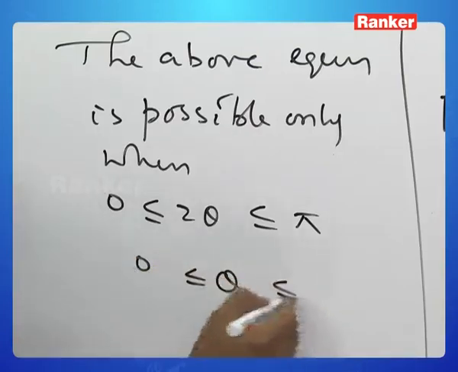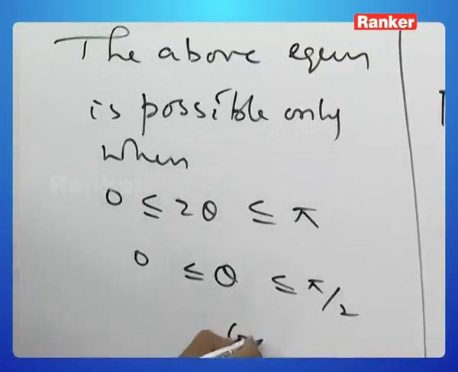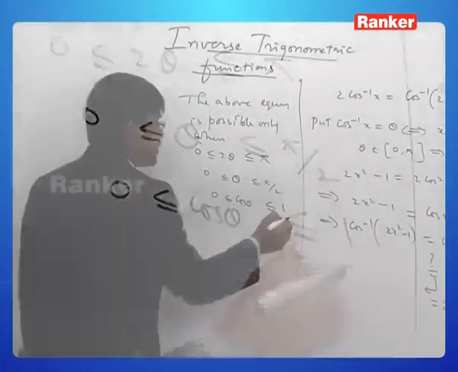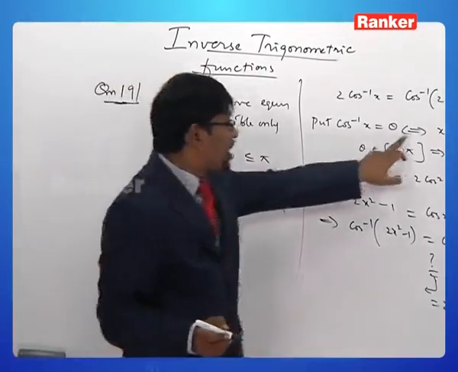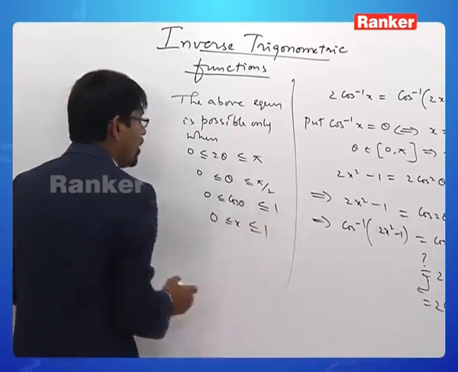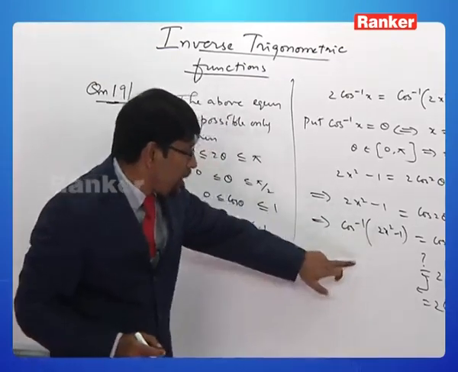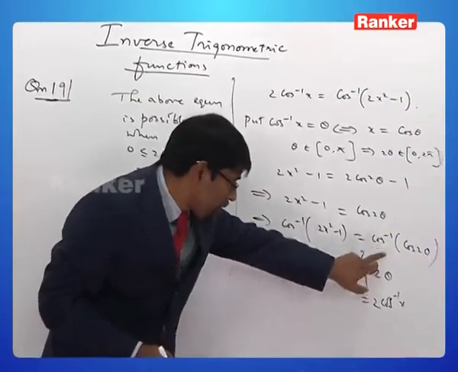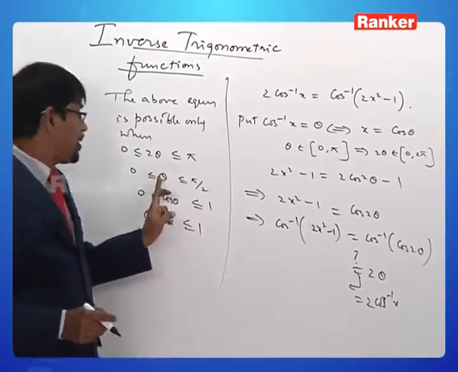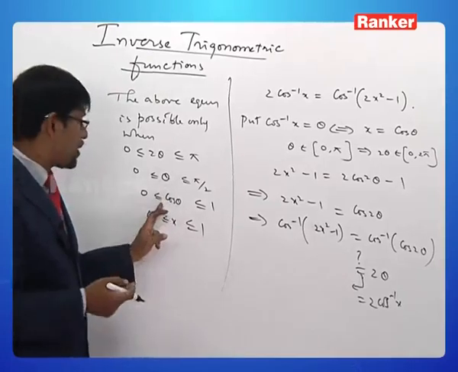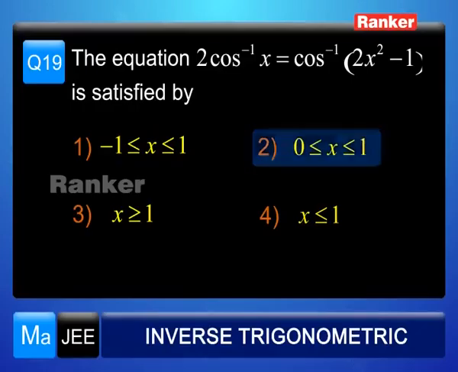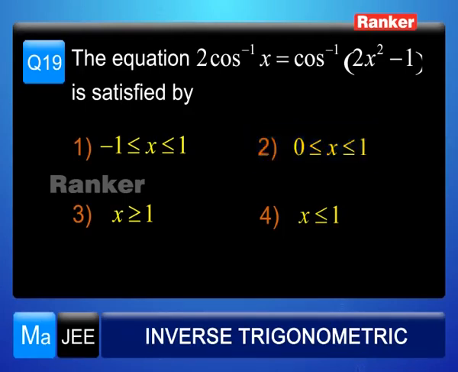Theta will have to lie between 0 to pi by 2 then. Then cos theta should lie between 0 to 1. We went for a substitution, x as cos theta here, so therefore x should lie between 0 to 1. So when is this cos inverse of 2x square minus 1 going to be 2 cos inverse of x? When 2 theta belongs to the principal domain of cos, and that will mean that theta should lie between 0 to pi by 2. Let's translate that condition into a condition on x, that is x should lie between 0 to 1. Therefore, answer is the second option. Answer is option 2.